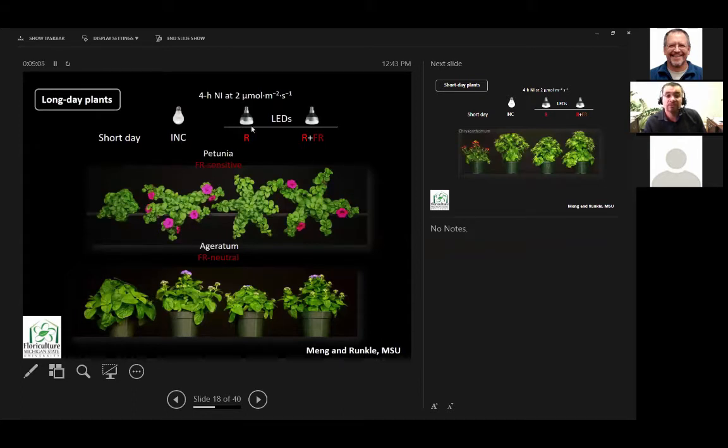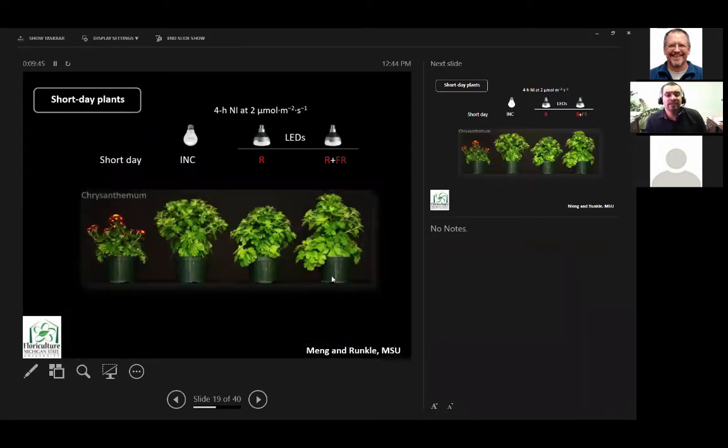Now here, we find an LED that is just providing red and white light. We can see with petunia, which is a far red sensitive crop, the plant is vegetative. We see a little bit more growth compared to under short days, but we don't see any flowers. Now with ageratum, which is far red neutral, we see that the plants are in flower. Now, here's an LED that provides red as well as far red light. And as we would expect, it has a very similar red to far red ratio as the incandescent bulb. We see flowering in the far red sensitive crop and the far red neutral crop.